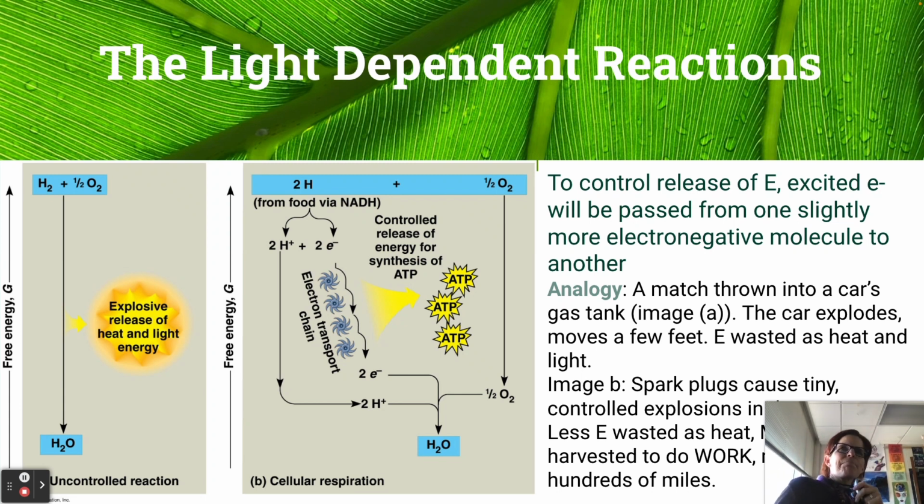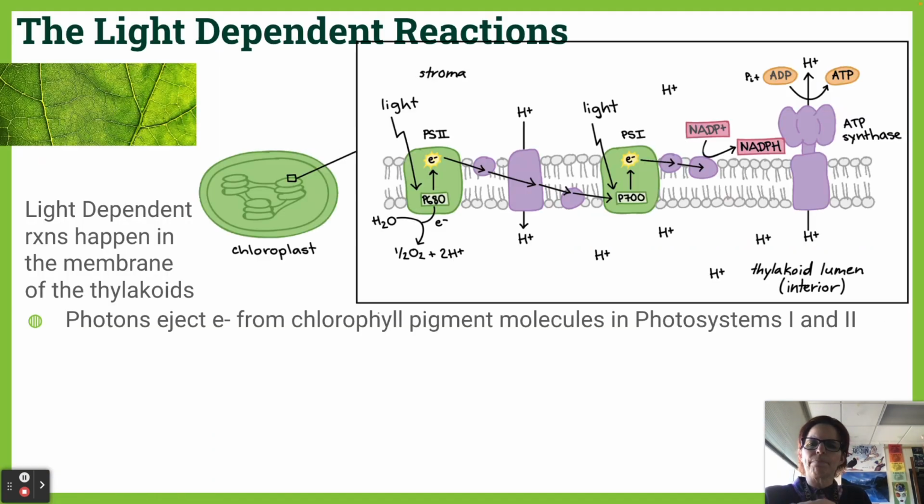Okay, so again, we're trying to release the energy of these electrons very slowly so that we don't waste the energy, like throwing a match into a gas tank would waste the energy. Instead, we use spark plugs that release just a little bit of that energy at a time, and we can do a lot more work with it.